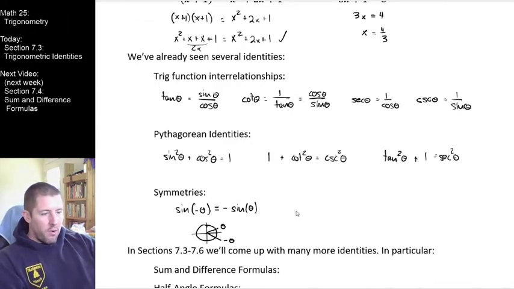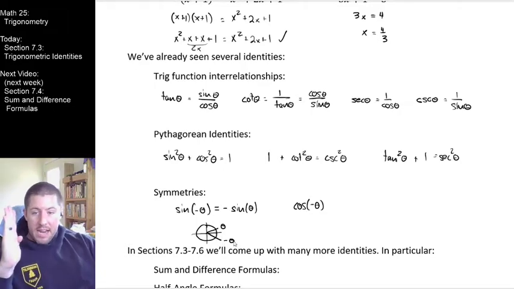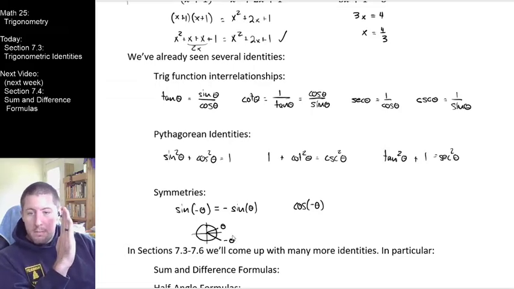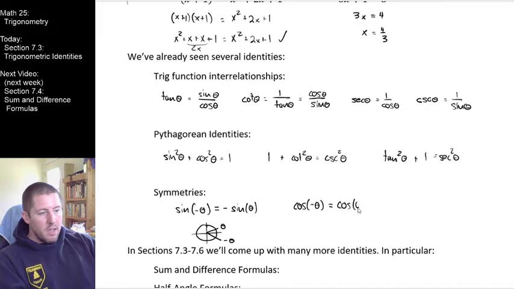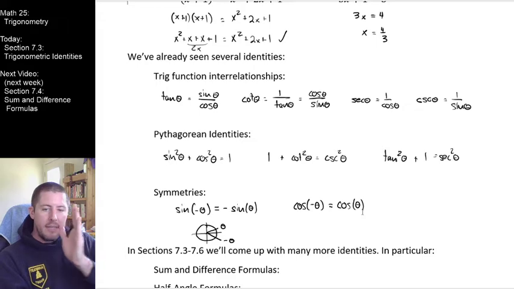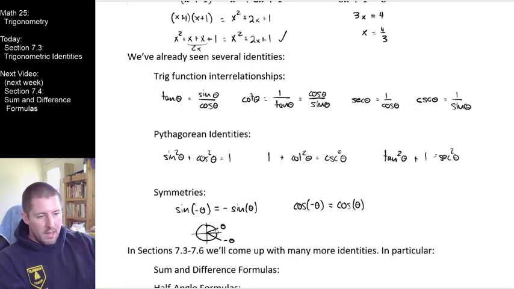We had another one of these for cosine. Cosine of negative theta. Thinking about this exact same picture, what I can see is that if I go in the positive theta direction versus in the negative theta direction, both of these have the exact same horizontal amounts. Both of them went to the right by the exact same number of units. So the cosine of negative theta is always going to be the same as the cosine of positive theta. It's literally the same positive number, the same amount of x distance that both of these have traveled to get to their location on the unit circle.